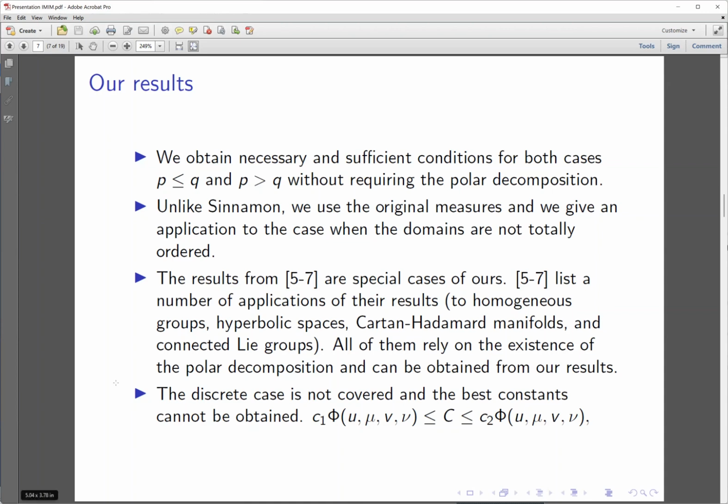So here is the statement that we want. If we denote by C the best constant in the inequality, we want to obtain a two-sided estimate in terms of some functional of the measures and weights. That functional phi on the left side and on the right side should be the same. The constants C1 and C2 may be different, but they are allowed to depend only on P and Q. They should not depend on the measures and weights. Okay.